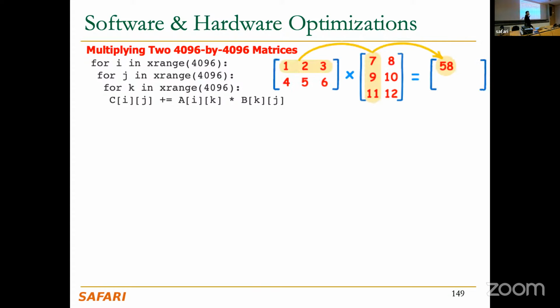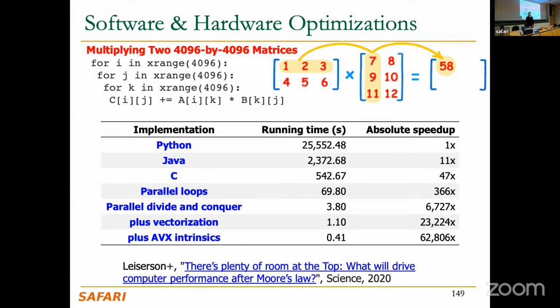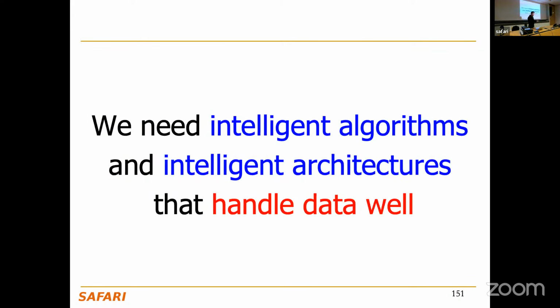Let's say this is a computation that we want to do. This is a simple matrix computation. But the speed at which we can do such a computation differs significantly, depending on how you're doing it. So this is telling us we should really figure out how to process the data such that we're not bottlenecked by how we're processing it, right? This is also similar in the case of genome analysis. So this means that we need intelligent algorithms and intelligent architectures that handle the data well.